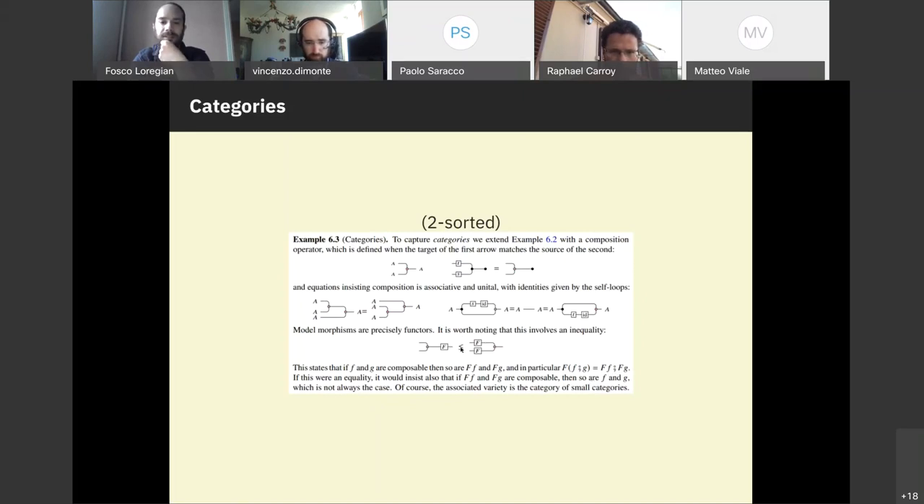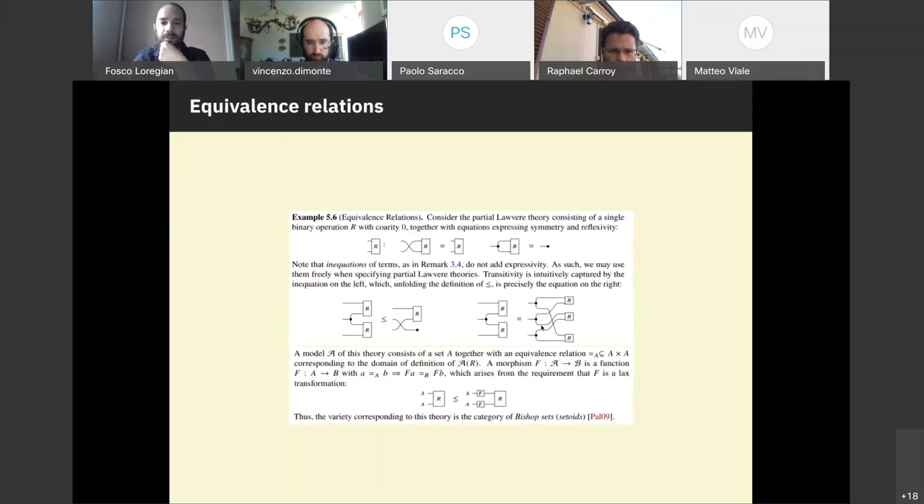But the converse inequality will entail that if F(F) can be composed with F(G), then F and G could be composed. This is, of course, false. You can build very, very small finite examples where there are categories and a functor between them where this fails. So for equivalence relations, the same thing happens, more or less. So you see, there is really the need to have lax transformations and not strict ones.